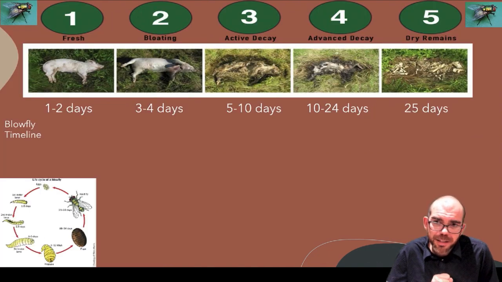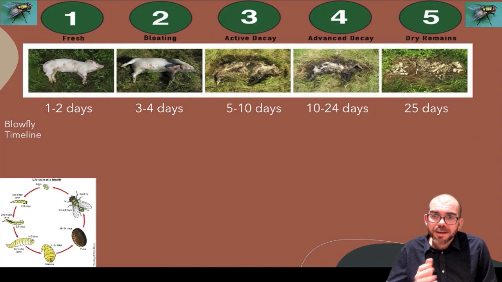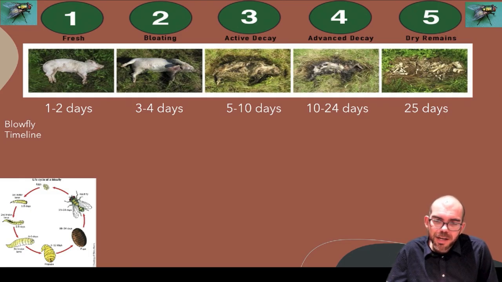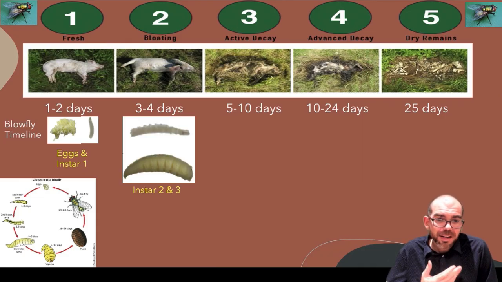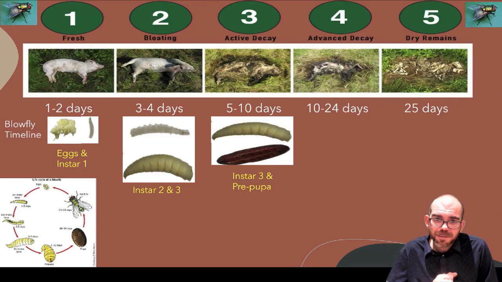Let's look at everything lined up at once. So here are 5 stages of decomposition: fresh, bloating, active decay, advanced decay, and dry remains, and the time span for each. Let's put that on top of the life cycle of the blowfly. In 1 to 2 days, I should find eggs and instar 1 larvae. In 3 to 4 days, I should find instar 2 and 3 larvae. In 5 to 10 days, during the active decay phase, I should find some prepupa and instar 3.